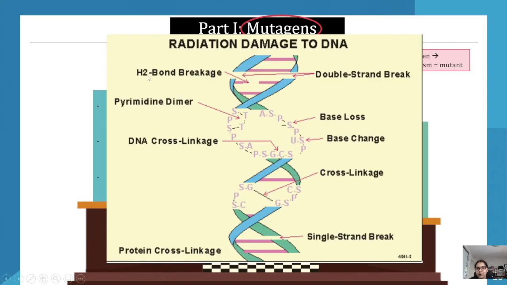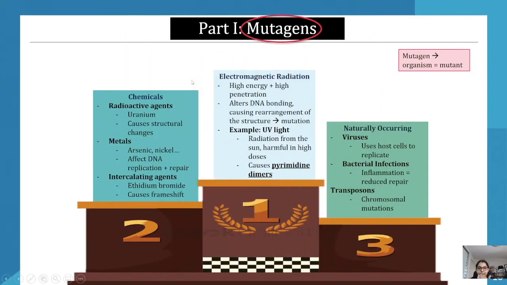And of course hydrogen bond breakage. And yeah, those are the big ones that we need to know because they have a huge role in changing the structure of the DNA.